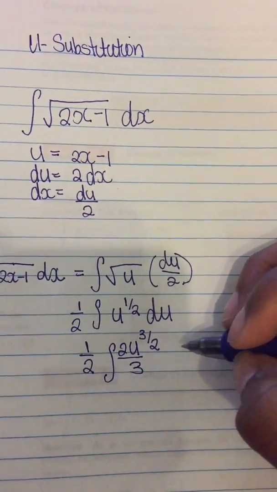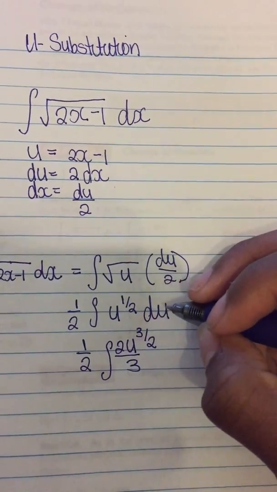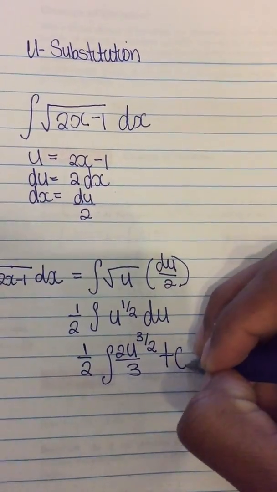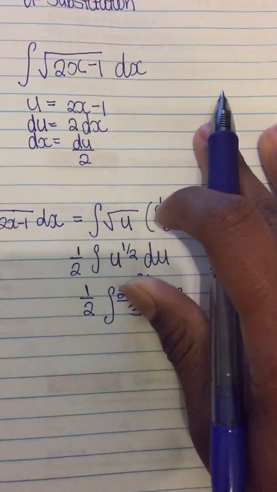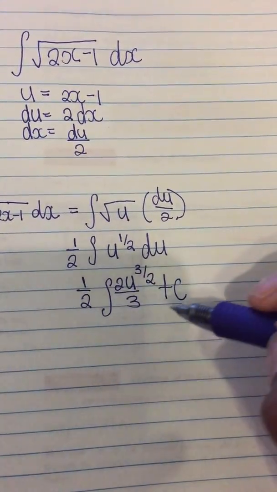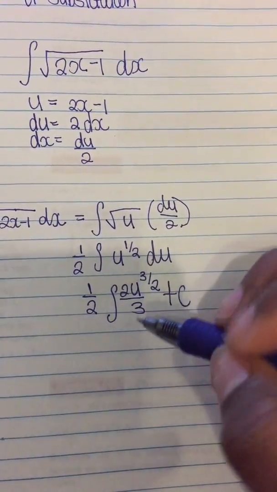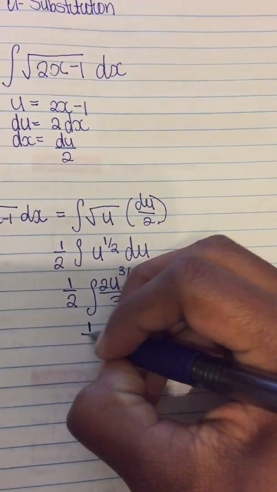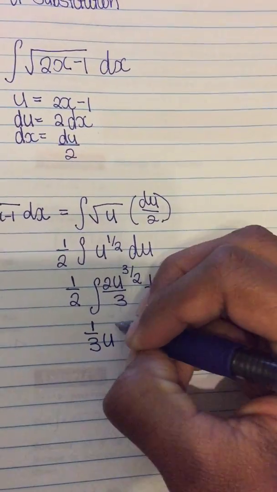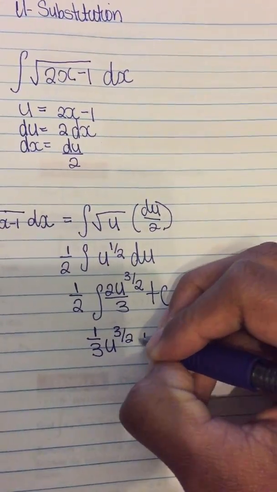Okay. And then what we cannot forget is when we find the antiderivative, we add plus c. Okay, now we're just going to cancel out. We're going to simplify and figure out what this is. So 1/2 and 2/3 would leave you with 1/3 u to the 3 halves plus c.